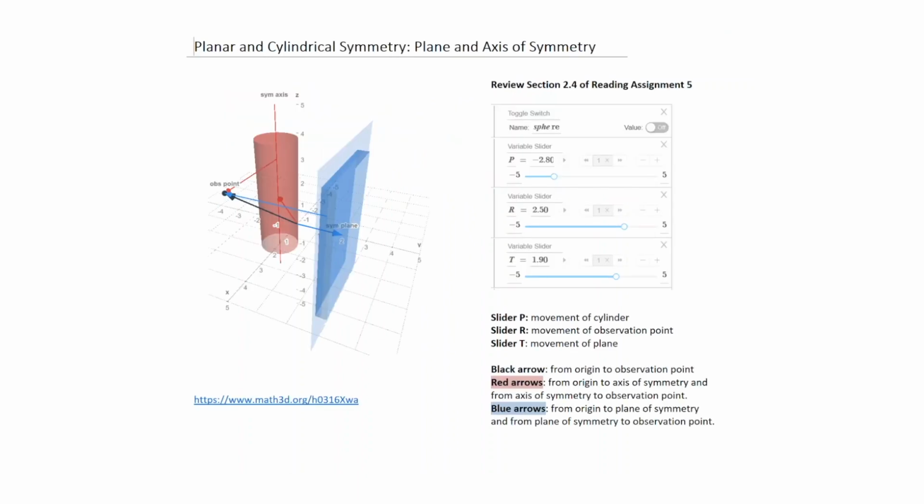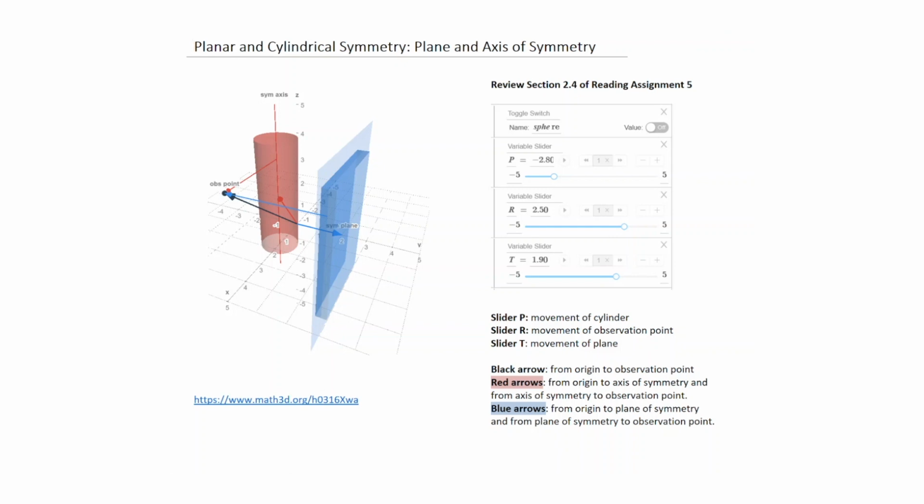All right, so let's first discuss the notion of what we mean by symmetry. Since the types of problems that we're going to be dealing with here are limited, I'm just going to look at an example here, which is planar symmetry and cylindrical symmetry. When we deal with planar symmetry, we're talking about a plane of symmetry, and when we're dealing with cylindrical symmetry, we're dealing with an axis of symmetry.